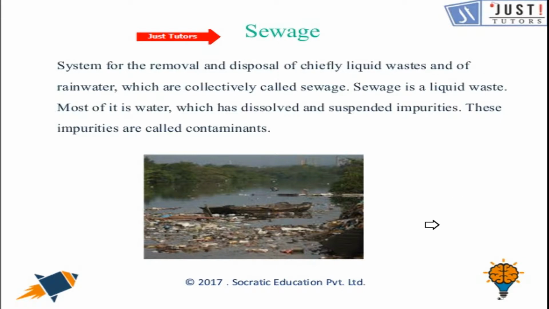Well, sewage is waste matter such as dirty water from homes and factories which flows away through sewers. So sewage is a liquid waste and most of it is water which has dissolved and suspended impurities. The average person in the industrialized world produces between 60 and 140 gallons of sewage per day. So this was all about sewage. Now let's move forward towards the next slide.